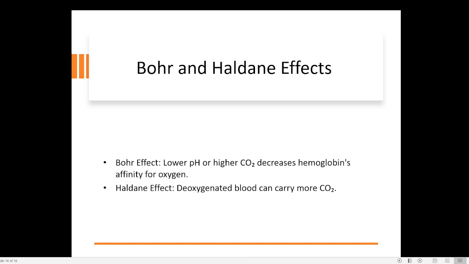The Haldane effect says that oxygenated blood is mostly filled with hemoglobin bound to oxygen, whereas deoxygenated blood has a higher carrying capacity for carbon dioxide, so it will carry more carbon dioxide. The second effect is known as the Bohr effect. The Bohr effect says that a lower pH or a higher carbon dioxide content decreases hemoglobin's affinity for oxygen. So if there is too much carbon dioxide in your body, that will reduce the attraction of hemoglobin to oxygen.